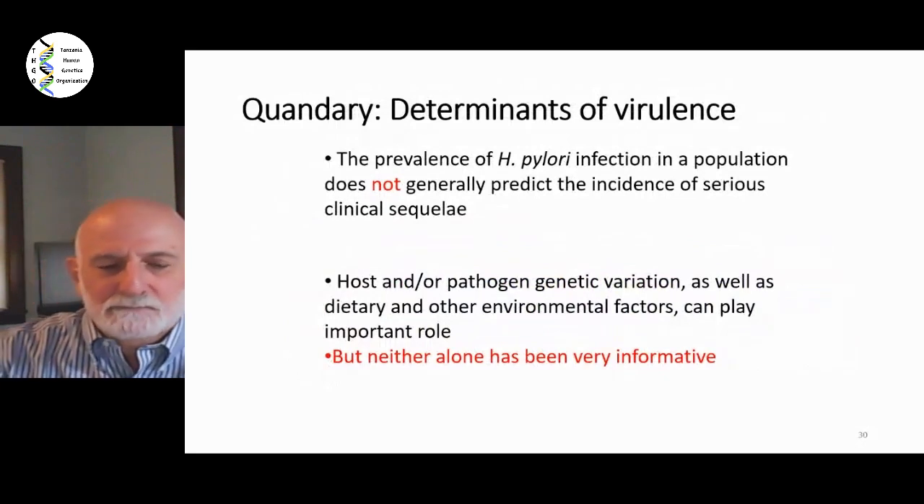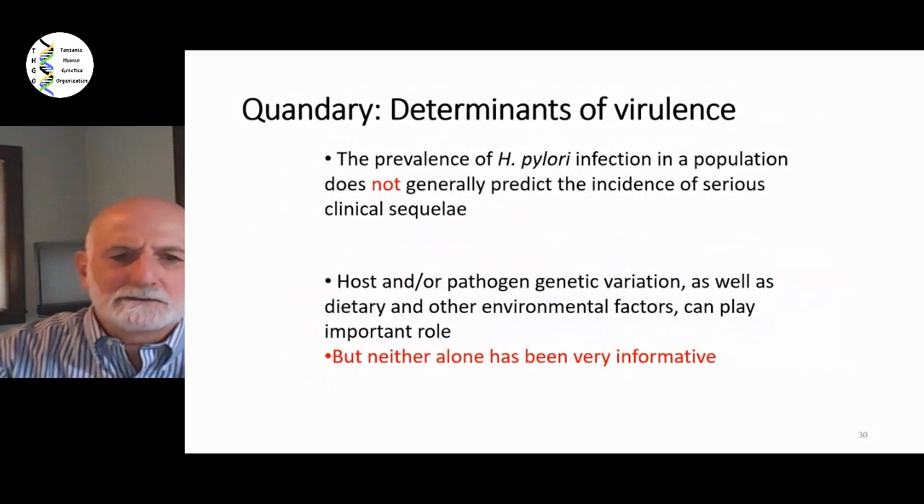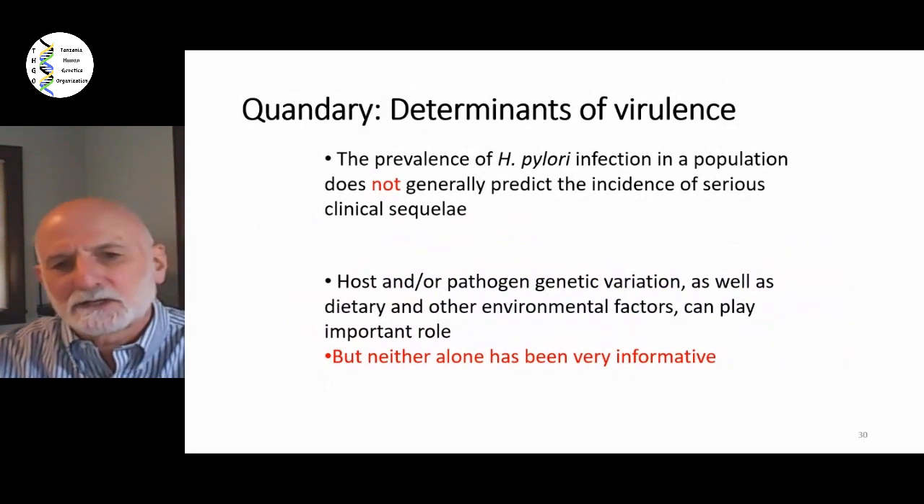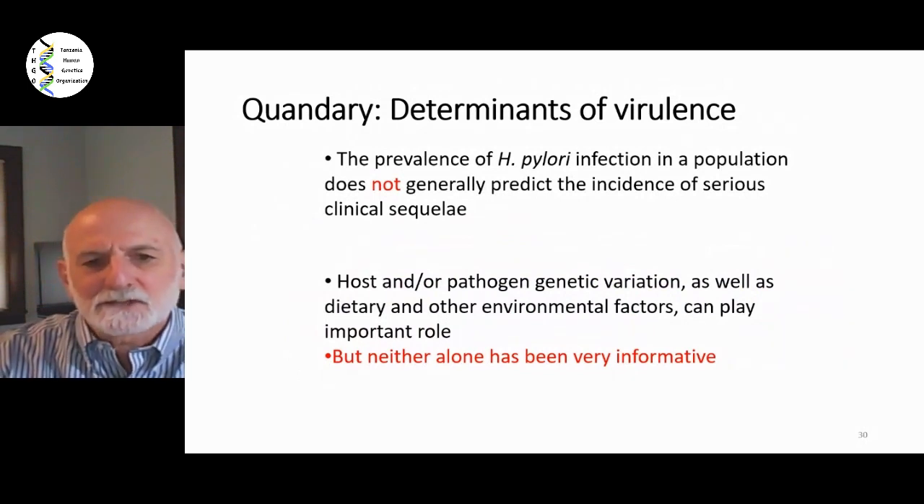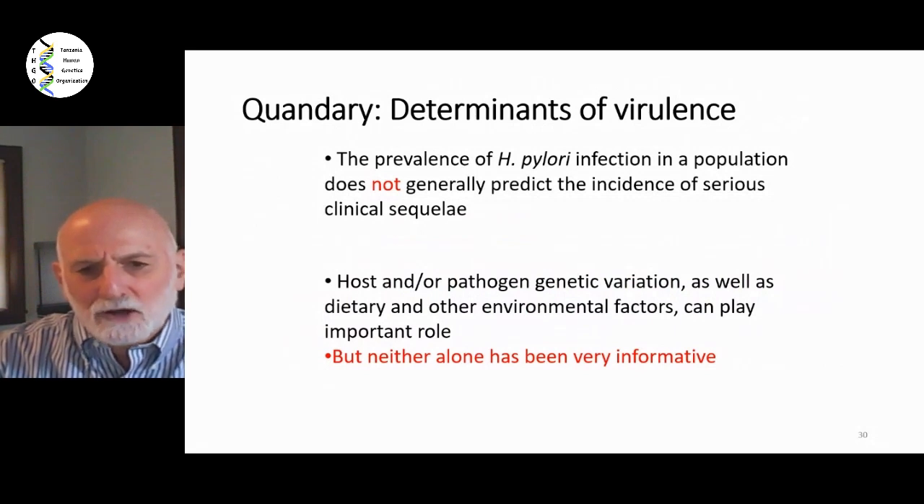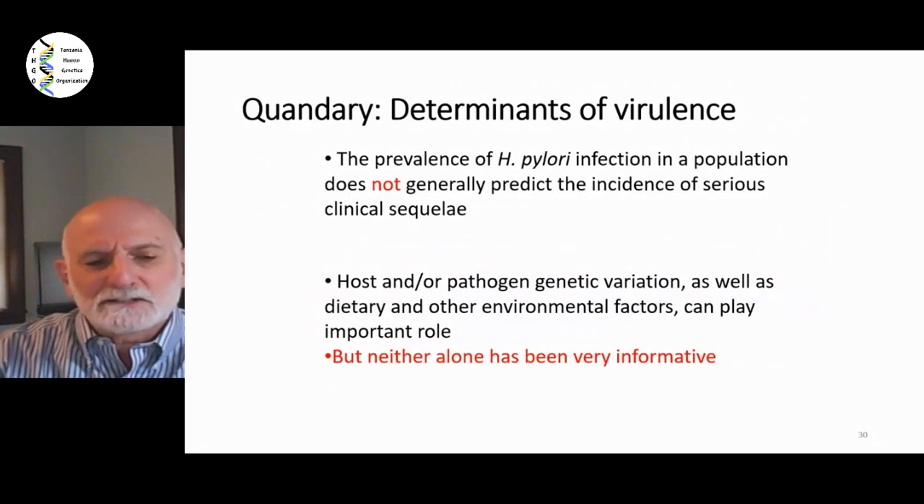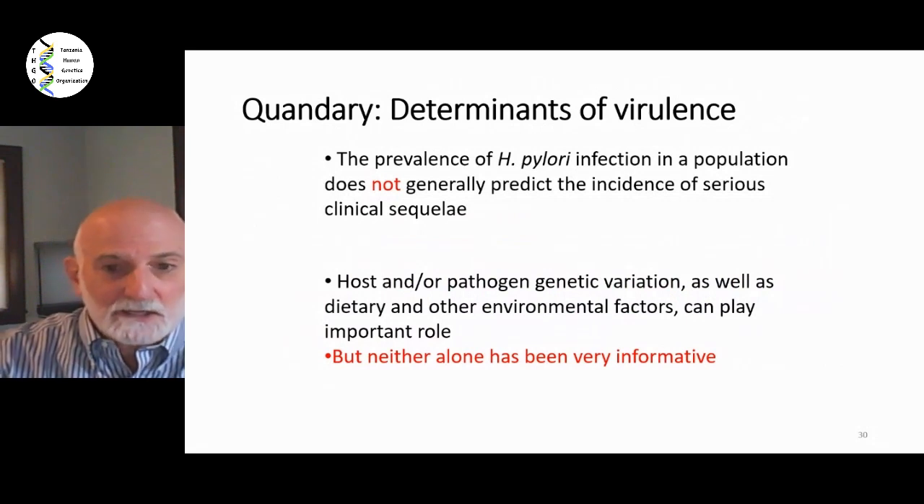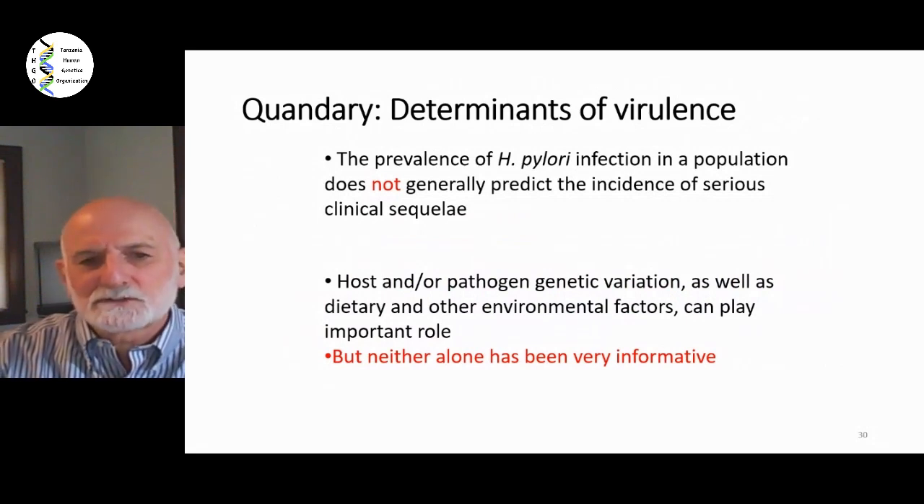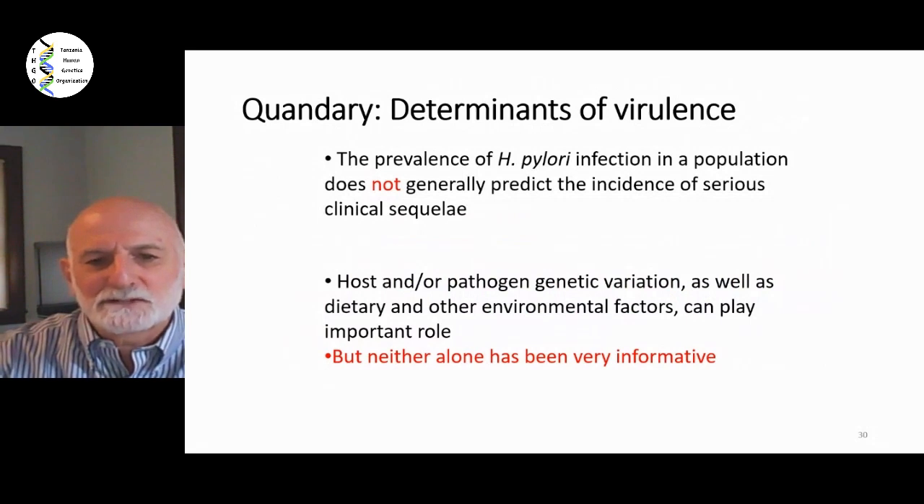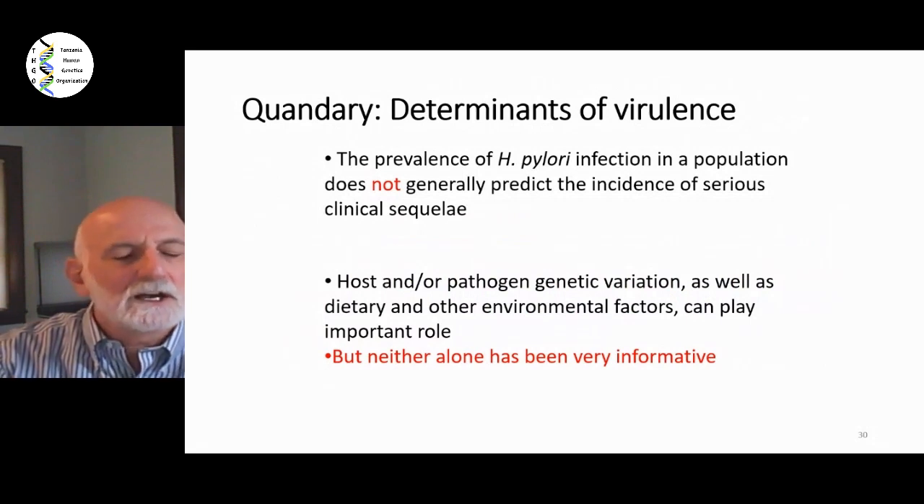Okay, so this kind of enigma. People have studied the genetics of the host, the genetics of the bug, as well as the environmental factors. In fact, they all explain a little bit of the variation in disease prevalence and severity, but they don't explain very much. So neither the host nor the pathogen's genetic variation is very informative in our understanding of what the progression of the disease is like.